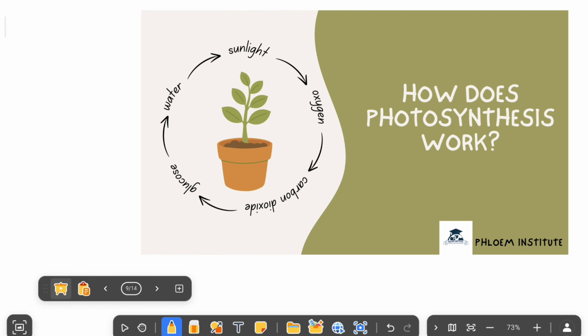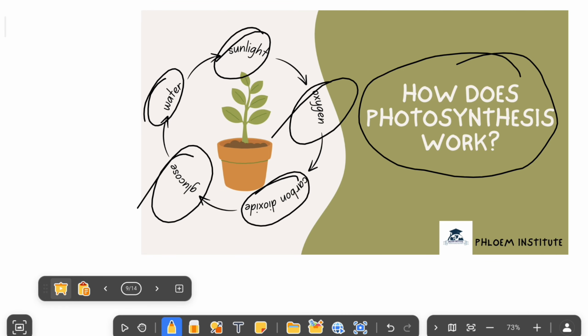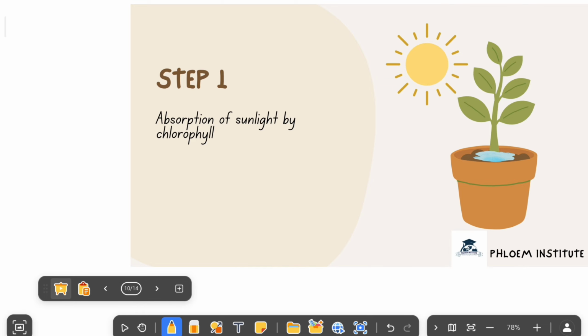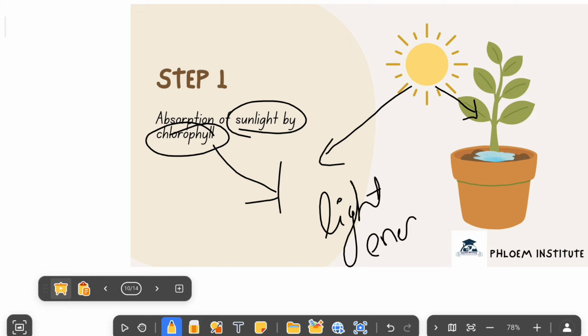So, let's see how this photosynthesis works. Here we have carbon dioxide, water, and sunlight. Now we'll see how they are making glucose and the byproducts oxygen and water. So, step 1: they will absorb the sunlight by using the chlorophyll. The chlorophyll traps the sunlight in the form of light energy. Now we have the light energy in our leaves.